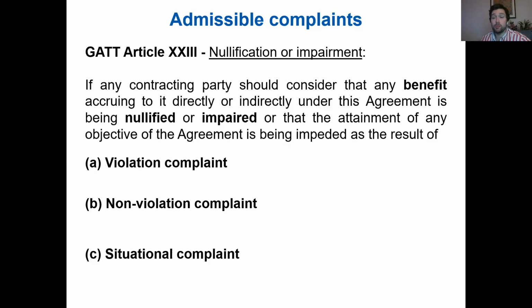And the situational complaint is something we never actually saw in practice. Situational complaints permit challenging not even the behavior of other WTO members, but the existence of any other situation. If you recall the phrase in Article 23.1(c), what is it? It's a big question. Potentially, maybe it could be anything, but we did not yet see any examples of situational complaints filed to the WTO.